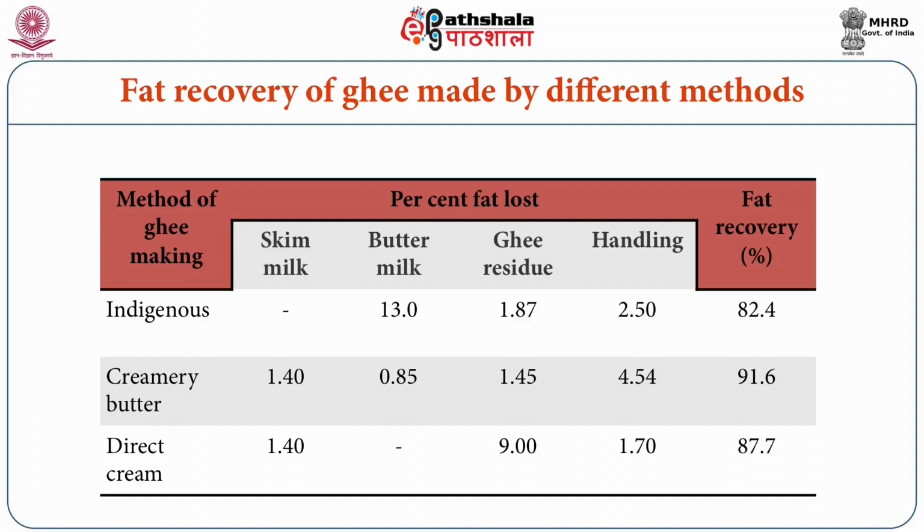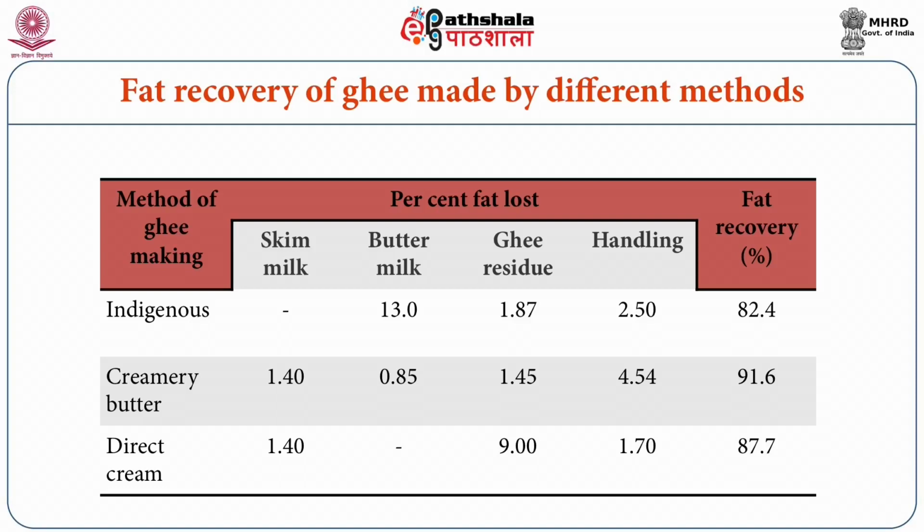So again, the ghee residue fat loss is less, 1.45. Handling losses are more because you have associated aging, churning, etc. So 4.5 is your fat loss during handling. So finally, you're getting around 92% fat recovery, which is the best when compared among these three methods.